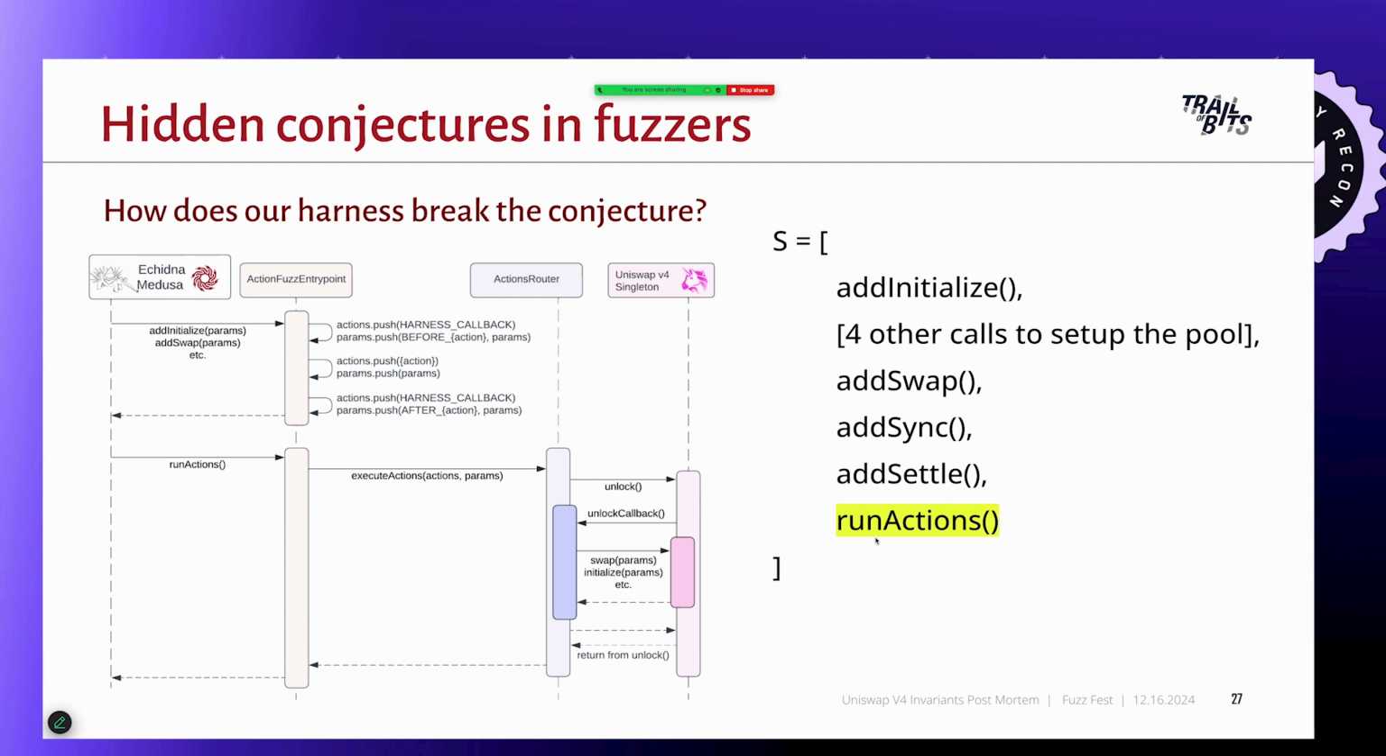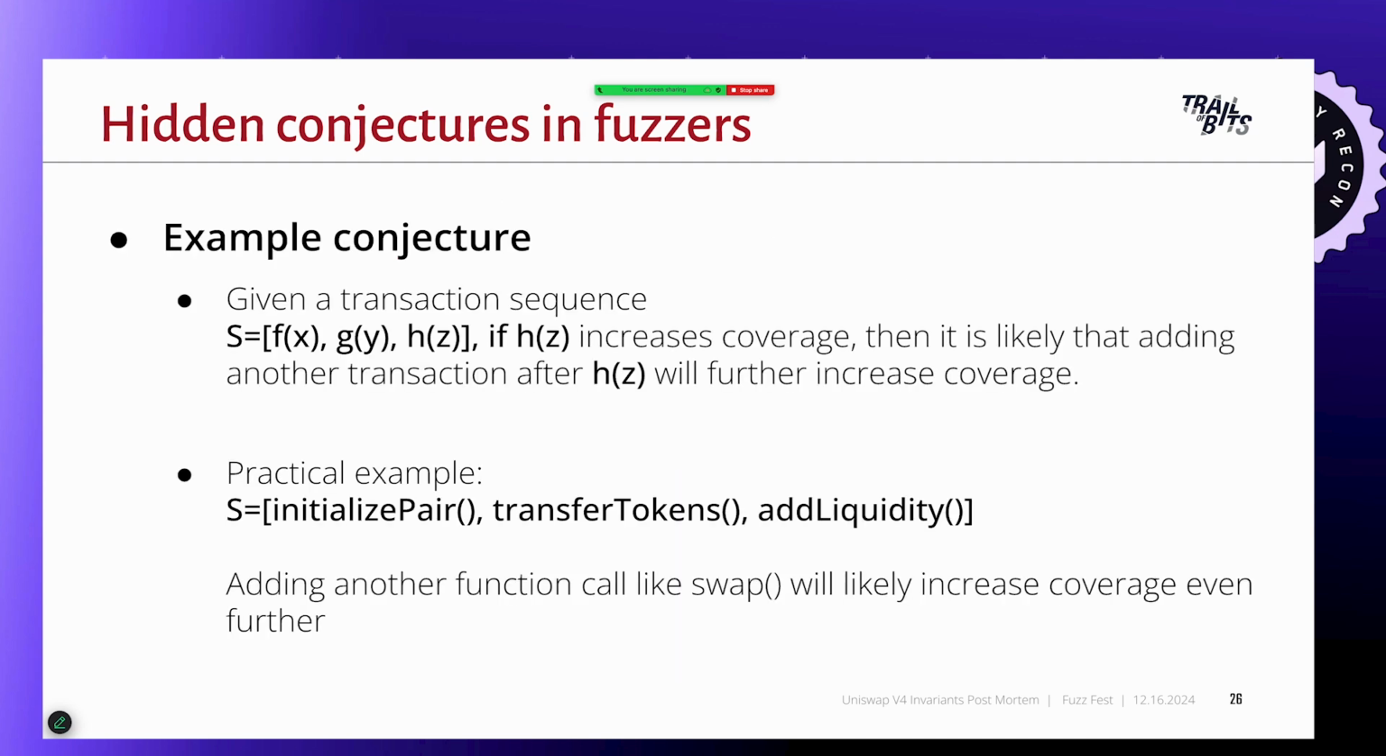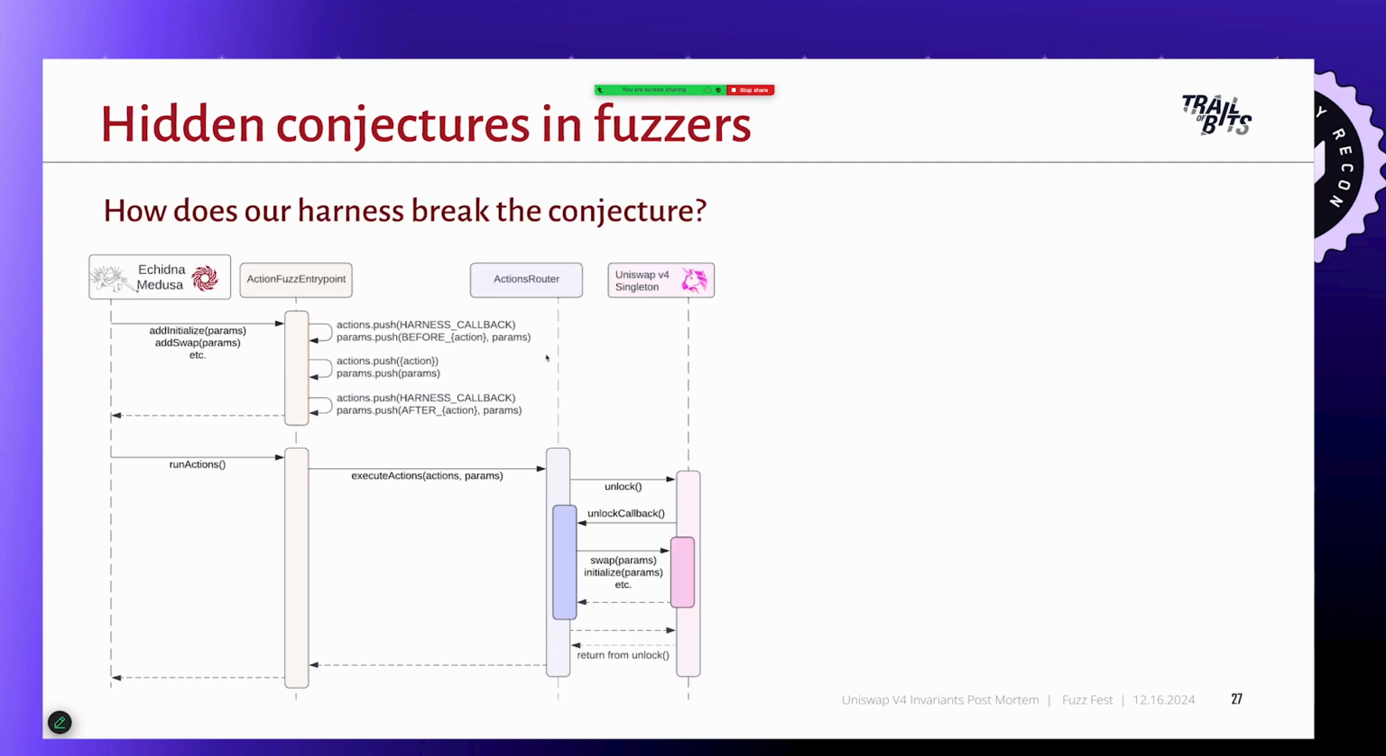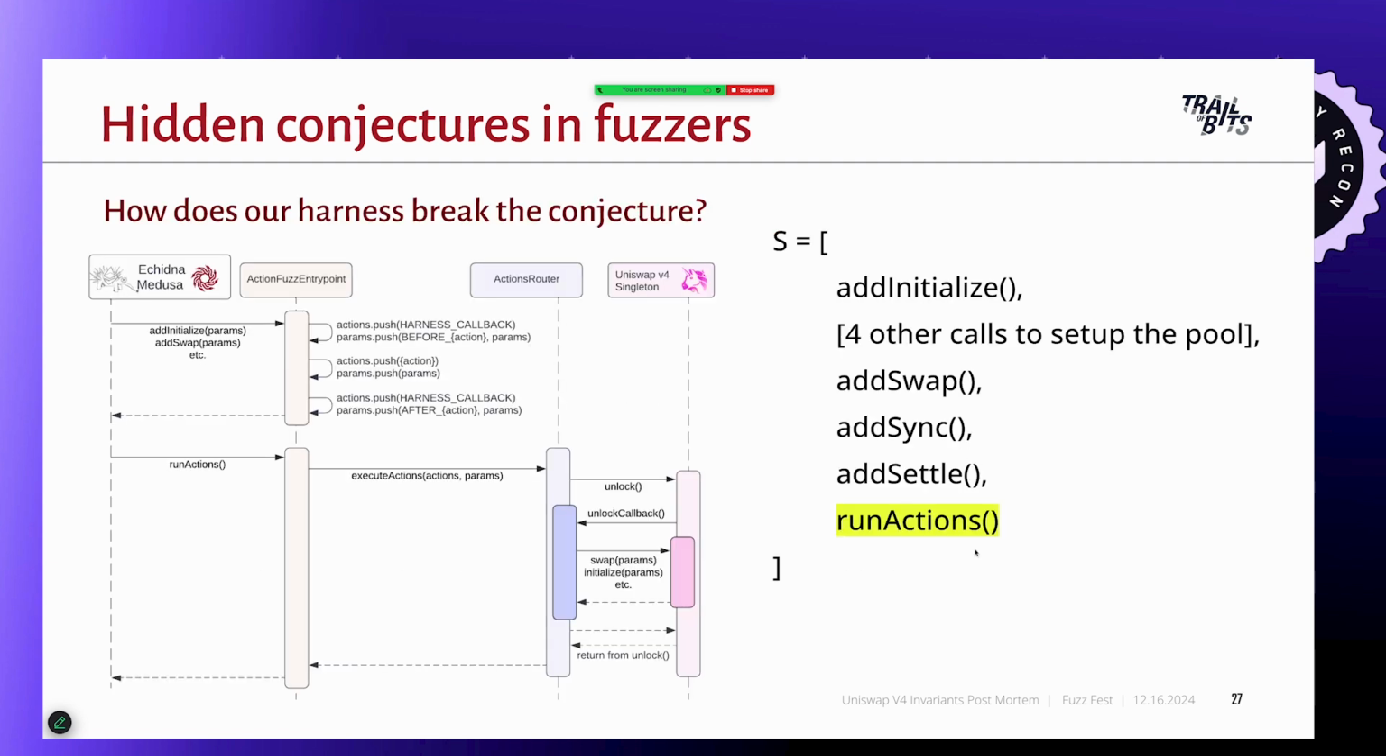And the other thing is, after you do call run actions, if you were to call add sync or add swap afterwards, it's not going to increase your coverage. It's not going to be successful. Remember that the conjecture before was that if we have coverage in this last function here, adding another one after is going to increase coverage. But after you run the actions, all of a sudden, all of this gets reset. If you want to do another swap after you run actions, you're going to have to add swap.